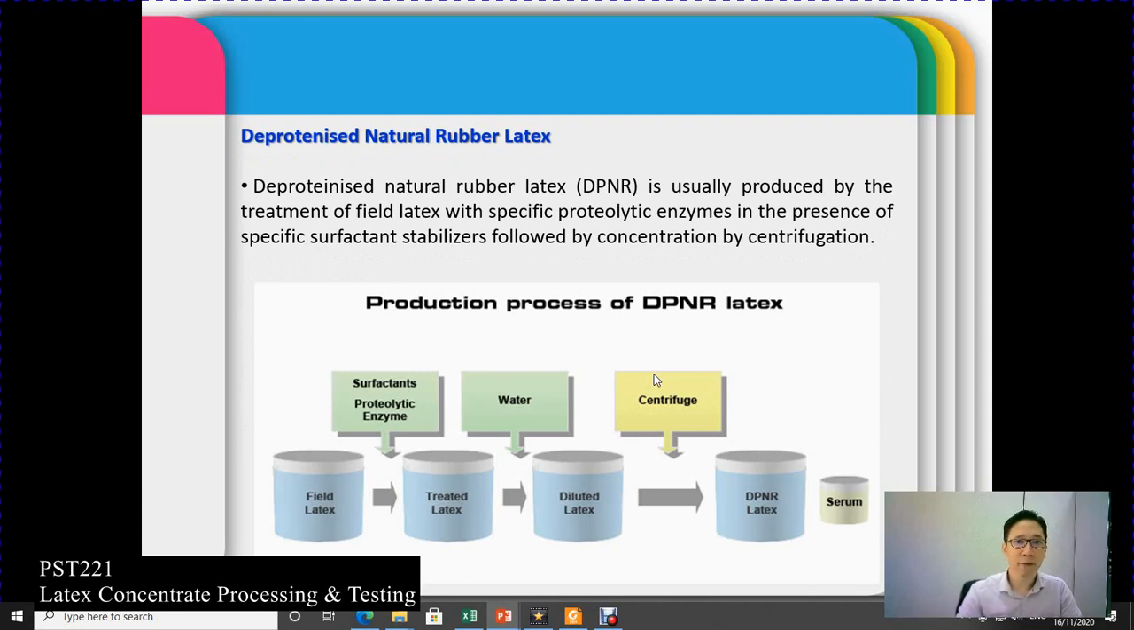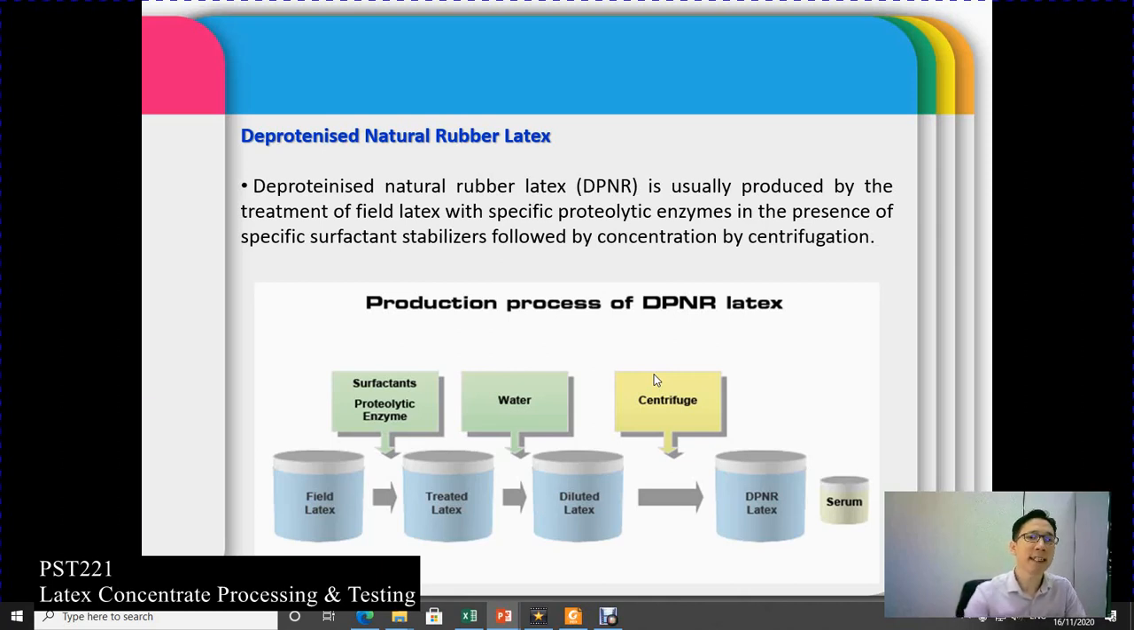And then the fifth one, deproteinized natural rubber latex. What is deproteinized natural rubber latex? Later on I will use DPNR. Okay, the DPNR is usually produced by the treatment of field latex with a specific proteolytic enzyme in the presence of a specific surfactant stabilizer, followed by concentration by centrifugation.